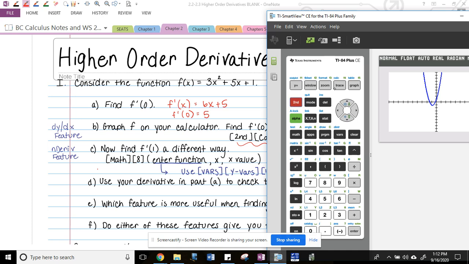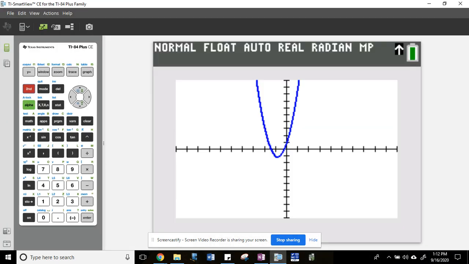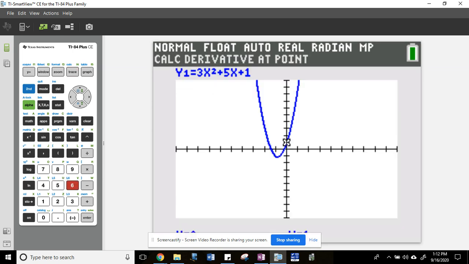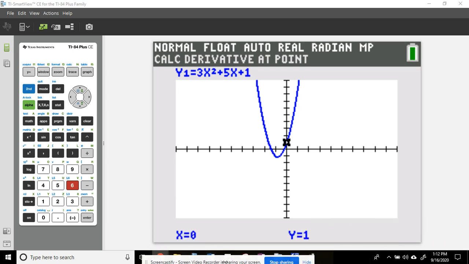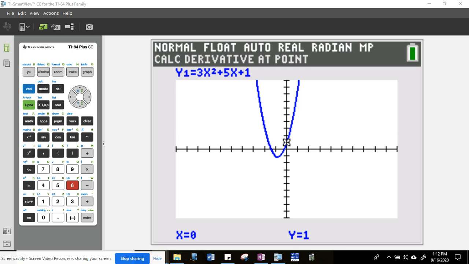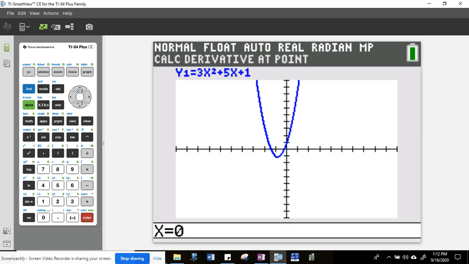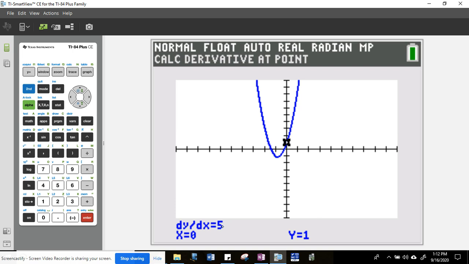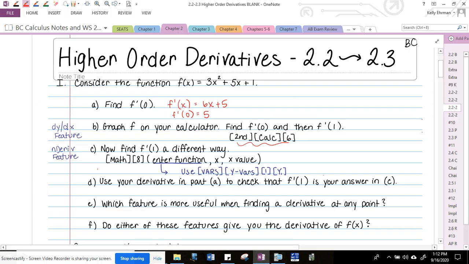If you go into the second calc menu, second trace, you can see dy dx. We want to find the derivative at which x value? At which x value, so you have to type in, the first one was at 0, press enter, and it tells you dy dx equals 5. That confirms what we got, right? So that's equal to 5.